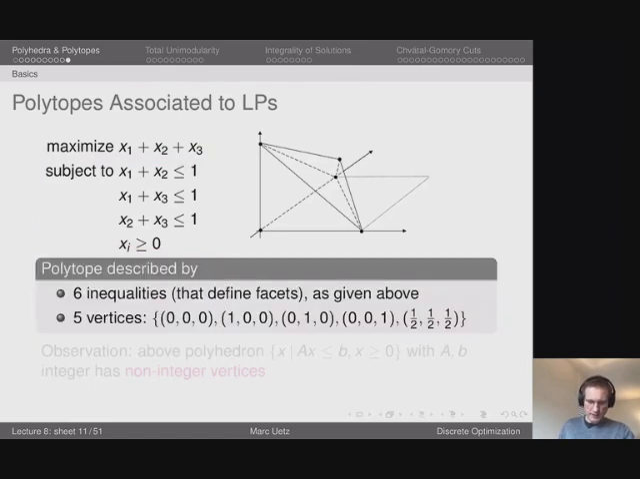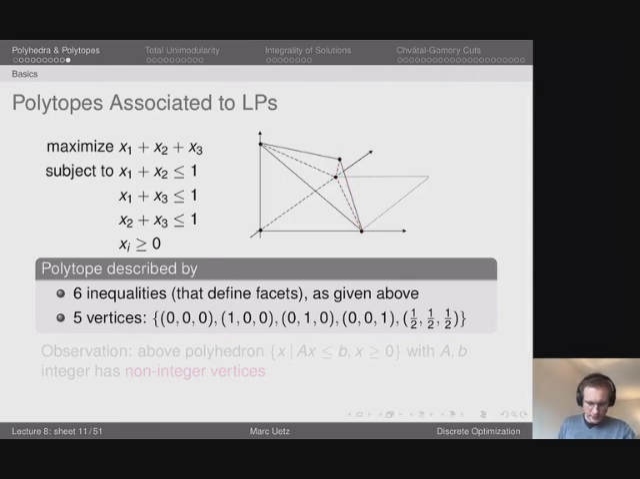In this case, this polytope is described by 6 inequalities, which actually define facets, all of them. These 6 inequalities are the 3 degree constraints and the 3 non-negativity constraints, x1, x2, x3 larger or equal than 0. So one of the facets, for example, would be this one here. There is another facet here, defined by one of the degree constraints. There is another facet, which is this one here, also defined by a degree constraint, and so on.